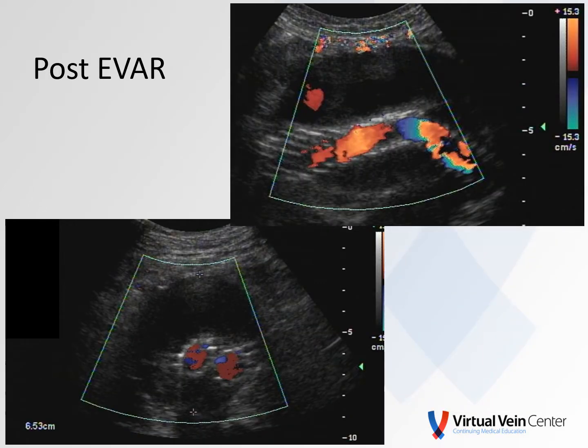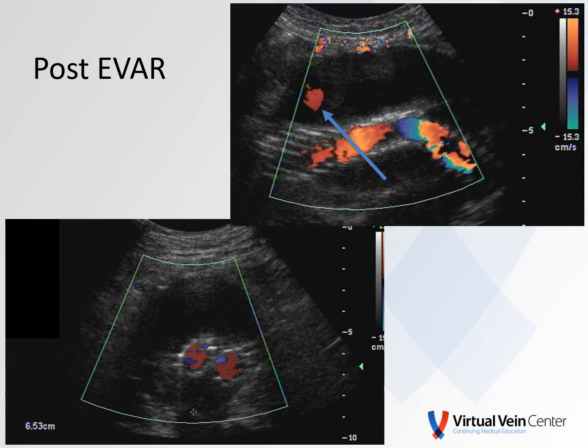So here's another patient. We've measured the residual aneurysm sac about 6.5 centimeters. That's pretty large. Over time, that aneurysm sac will tend to decrease. We do see one little flash of color in this still image. Now, certainly we can't diagnose an endoleak from that, but it raises suspicion. Also, note the hypoechoic appearance of that residual sac.